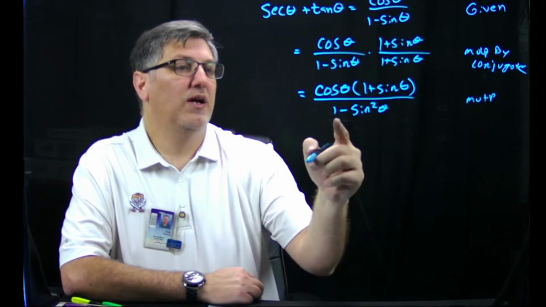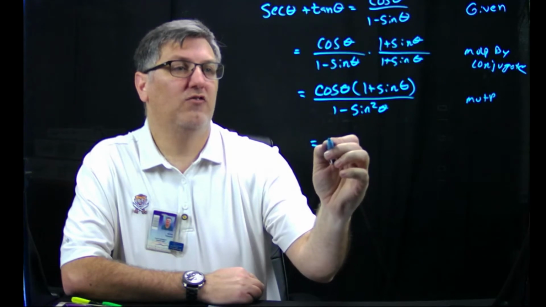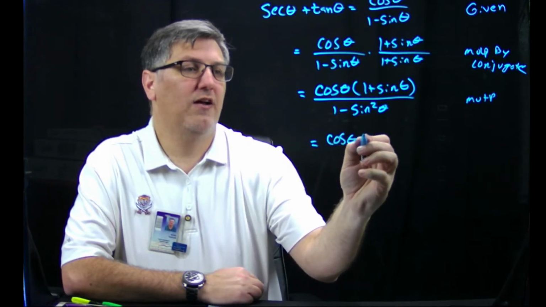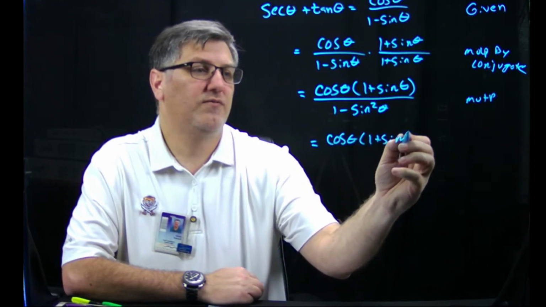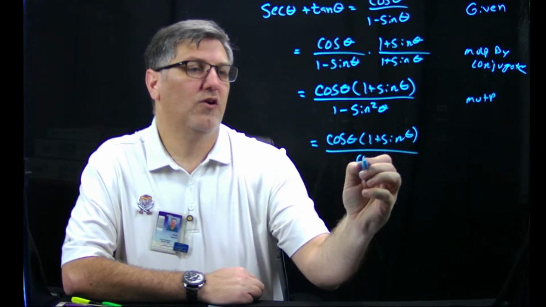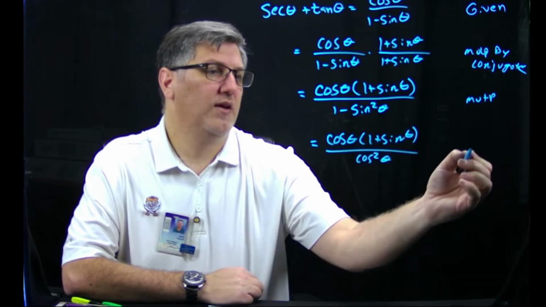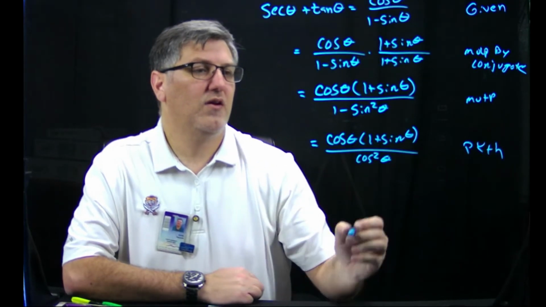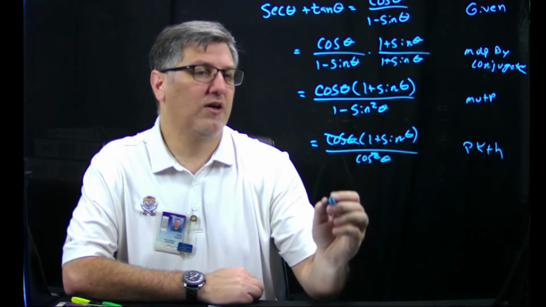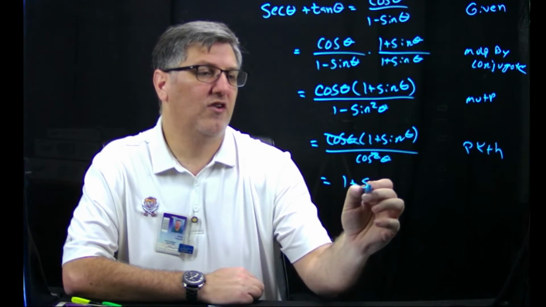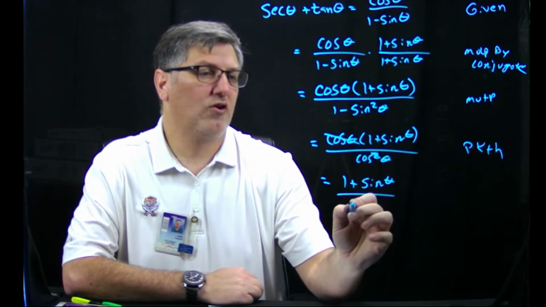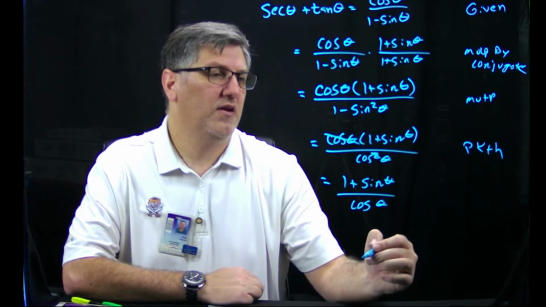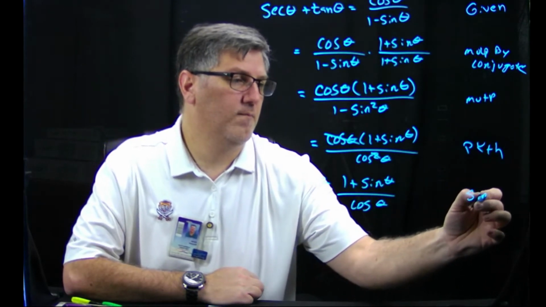All right, from here, 1 minus sine squared, that is cosine squared. So I have cosine theta over 1 plus sine theta over cosine squared theta. And that is just the Pythagorean identity. Now, my cosine and the square cancel. This gives me 1 plus sine theta over cosine theta. And this is just simplifying.